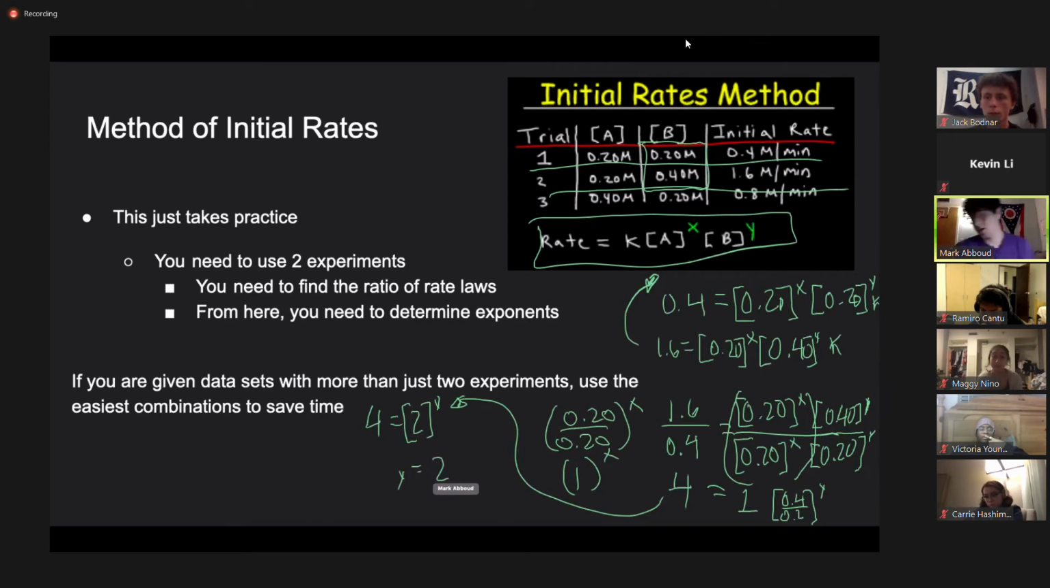So the order for reagent B would be second. However, we also need to find the order for reagent A, which would end up being first. I'm not going to walk through that again because it's the same method I just went through. So that's just a quick example. If you're given data sets with more than just 2 experiments, use the easiest combination to save time.